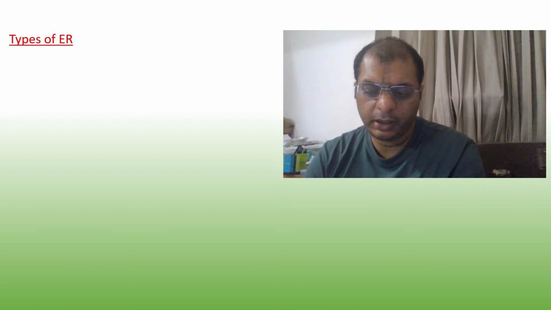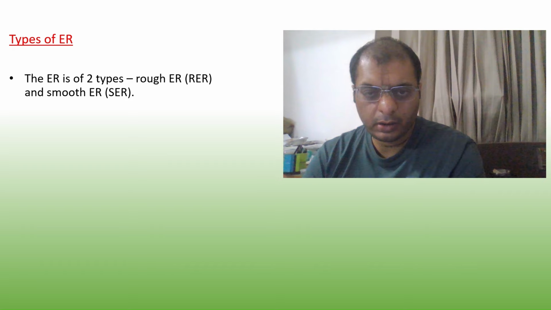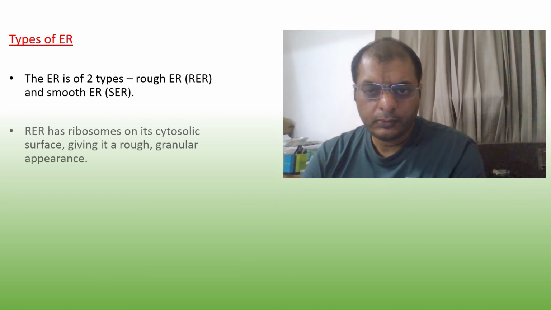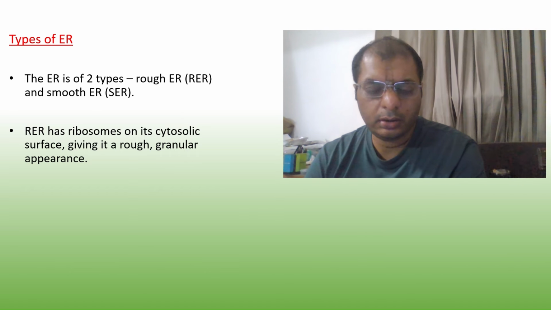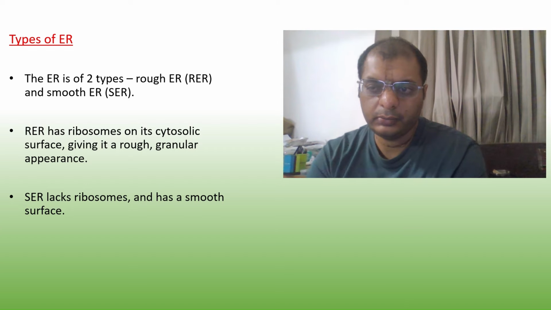Next we'll have a look at the types of endoplasmic reticulum. The ER is basically of two types: rough endoplasmic reticulum, which is RER in short, and smooth endoplasmic reticulum, SER in short. So the rough endoplasmic reticulum has ribosomes attached to its cytosolic surface or outer surface, and that gives it a granular appearance, while the smooth endoplasmic reticulum has no ribosomes and it has a smooth appearance.